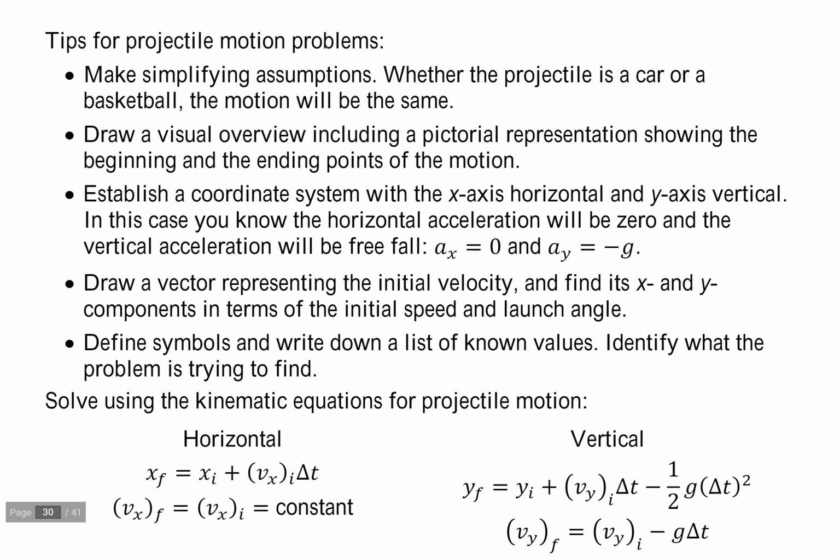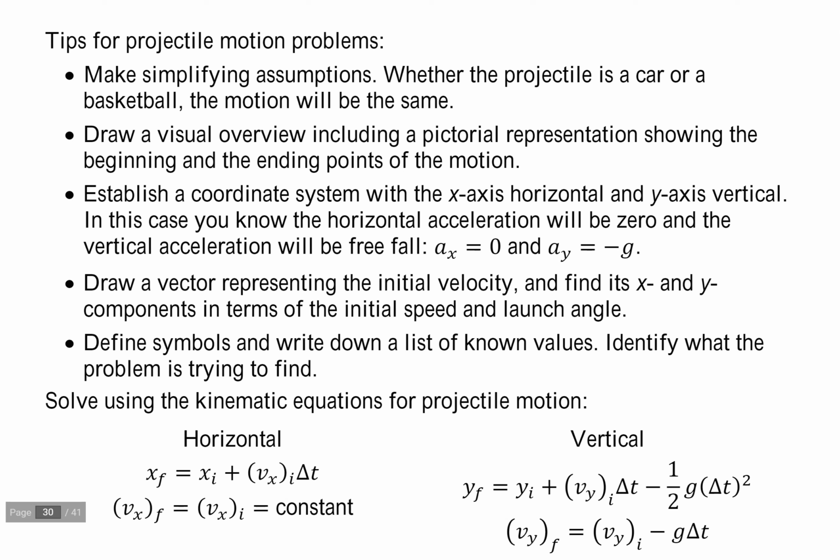Okay, then you establish the coordinate system with the x-axis horizontal and the y-axis vertical. In this case, you know the horizontal acceleration is going to be 0, and the vertical acceleration is free fall. So a sub x, the acceleration in the x direction, is 0, like we just saw, and the acceleration in the y direction is negative g. g is 9.8 meters per second squared, so it's negative 9.8 meters per second squared.